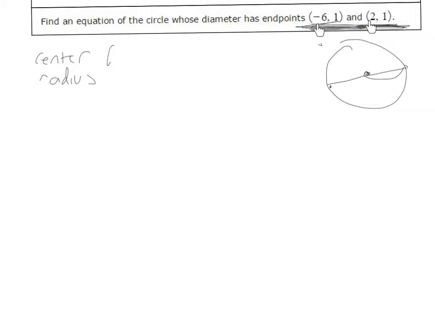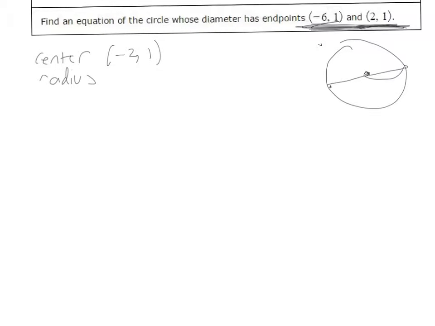So negative 6 plus 2 is negative 4. Divided by 2 is negative 2. The x value would be negative 2. And then the y value is going to be, let's see, 1 plus 1 is 2, divided by 2 is 1. So our y value is going to stay the same. This clearly is not drawn to scale at all. I'm just kind of illustrating that if you have a diameter, the midpoint would be the center.